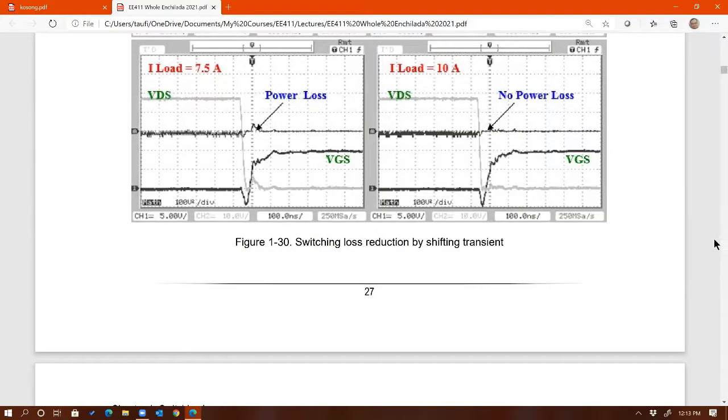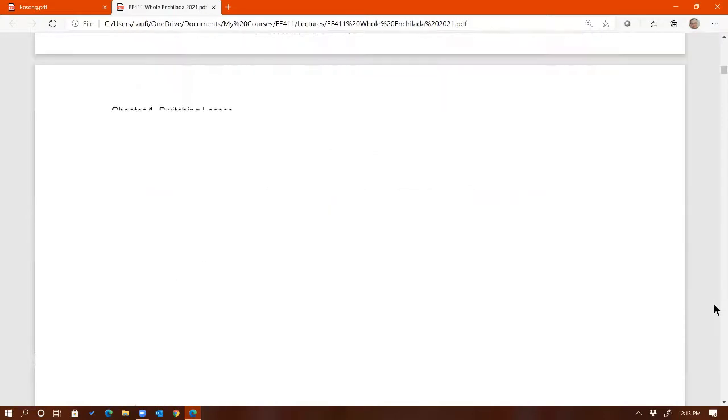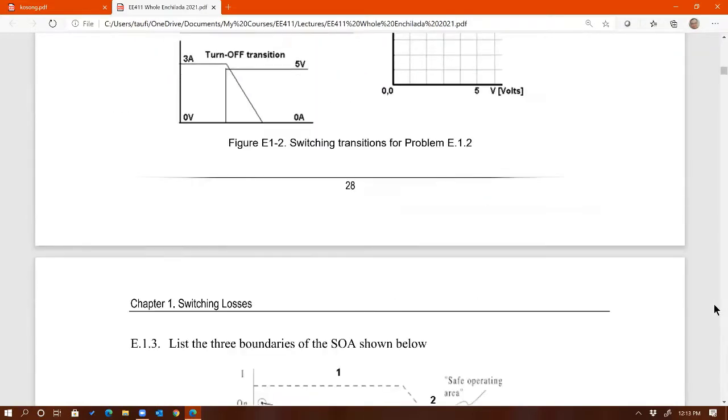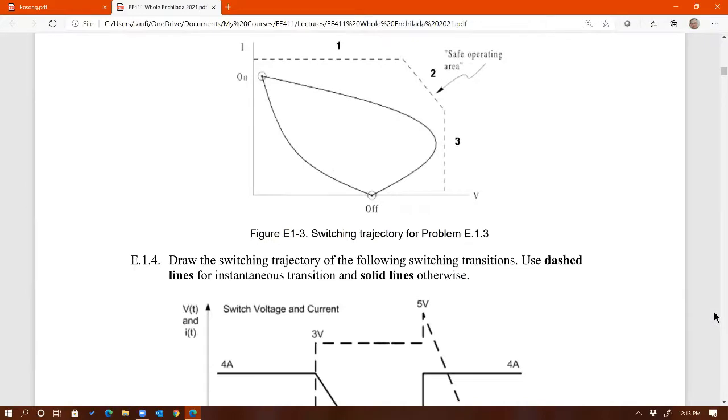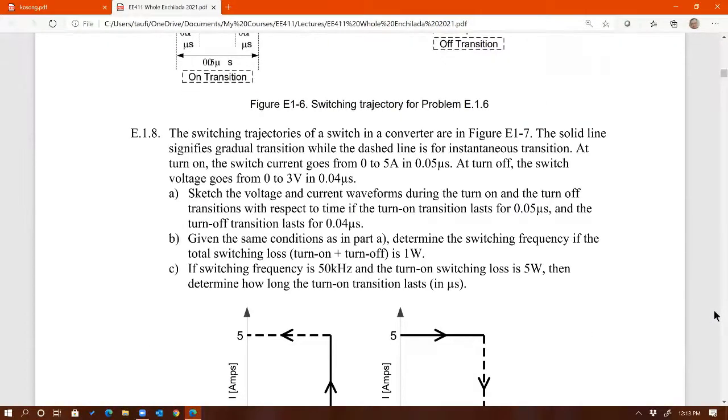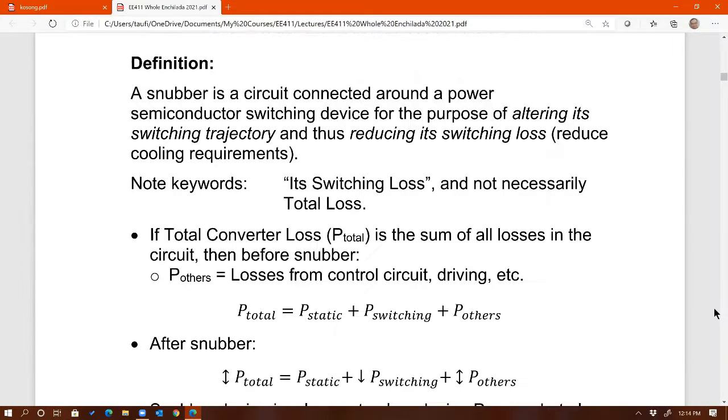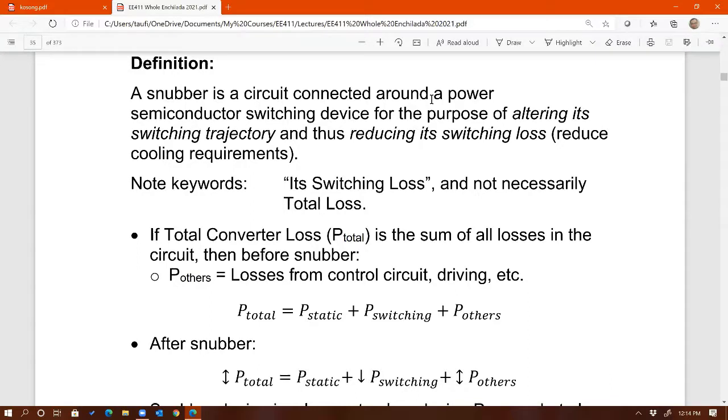There are different ways to minimize switching losses. One of the methods is to use snubber circuits. Let's see, where is our snubber chapter? Right there. Okay, so a snubber is an additional circuit that you would connect around a switch, whose job is to reduce switching loss.